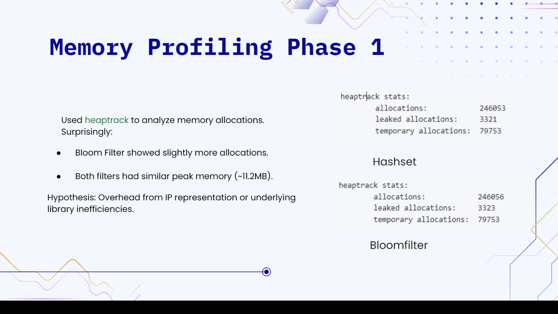This is the core analysis of this research project: the memory profiling. To understand the memory better, I used a tool called Heaptrack, which I think is only for Linux, but it lets you trace allocations at runtime. The expectation was that the Bloom filter would use a lot less memory than the hash set, but unfortunately that did not happen. The Bloom filter actually showed slightly more allocations, as we can see on the right, and they're pretty similar overall. My hypothesis is that overhead from IP representations or underlying library inefficiencies caused this discrepancy in the results.